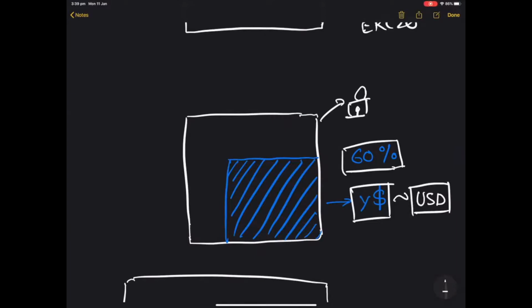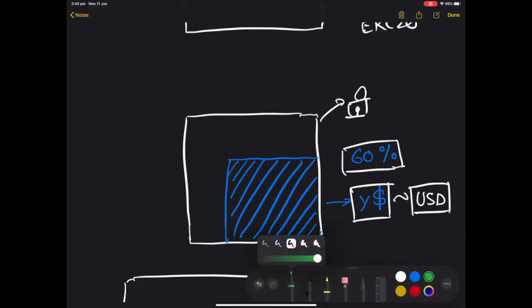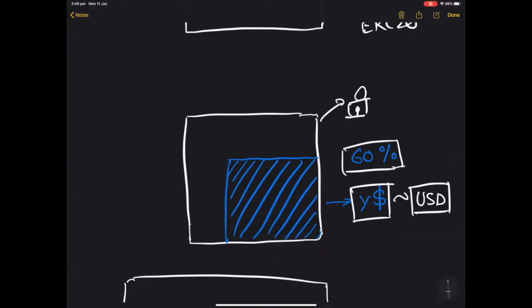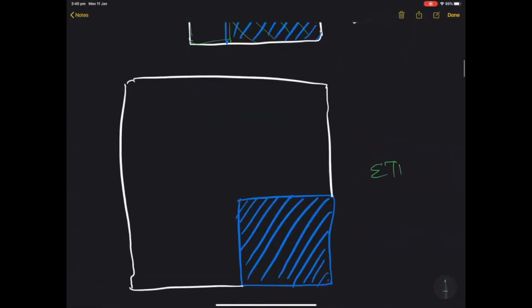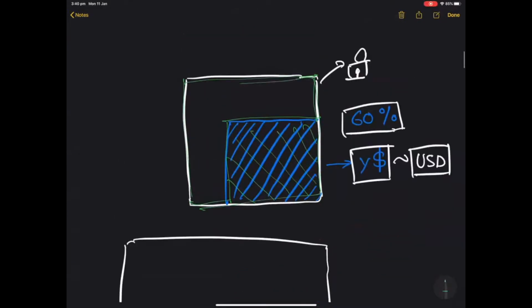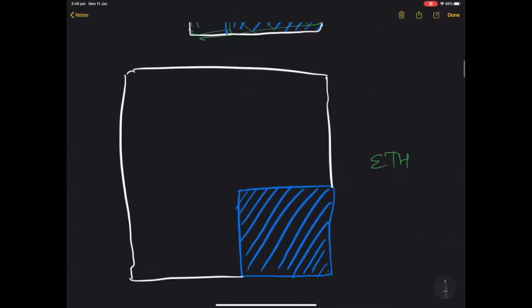So let's say this is the region, the amount of yDollars which we can mint based upon this much collateral. Okay. Now let's say ETH goes up in value. So your earlier ETH, which was worth this much, is now worth this much, but you had only minted this much amount of yDollars.